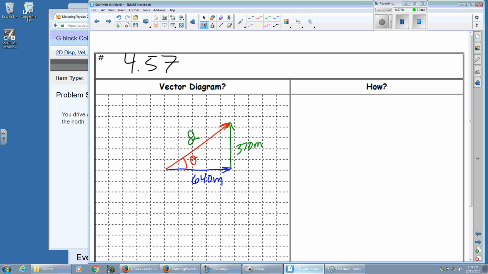Now it's a right triangle, right? We got this right angle down here. So I can use Pythagoras to find D, which says, Pythagoras of course says a squared plus b squared equals c squared. So I can take my 640 meters, square it, add my 370 meters squared to it, and get d squared, and then find d.